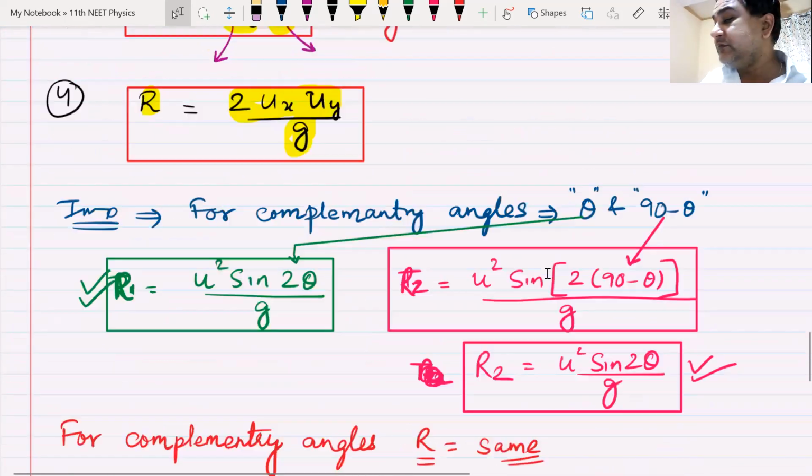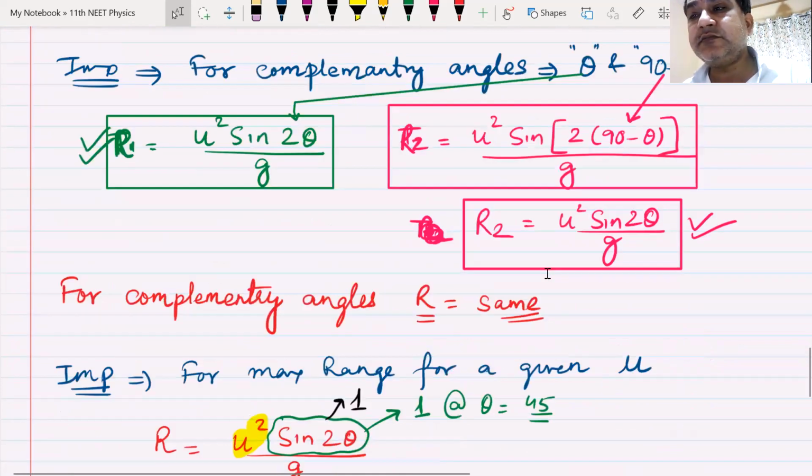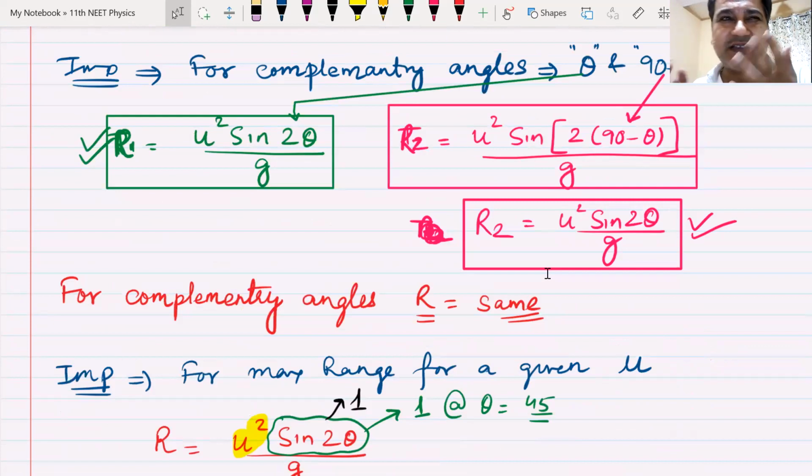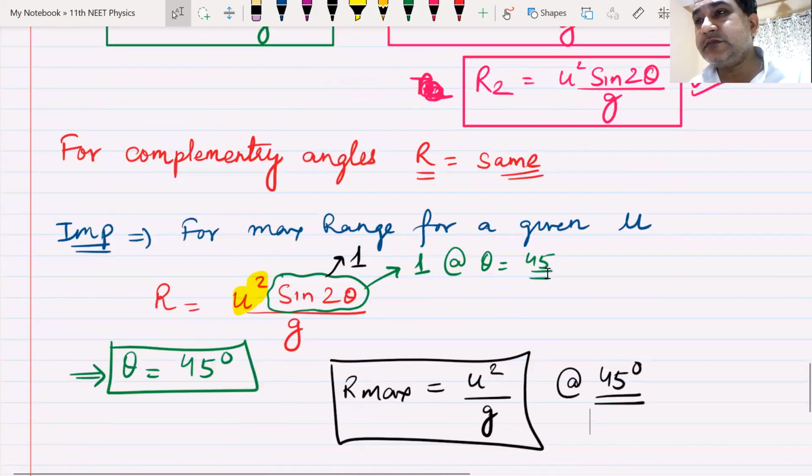Then we saw for complementary angles, range remains same. I made a mistake. I was writing time. Maybe I was saying time as well. I don't know. I lost it somewhere. For maximum range, the value of theta must be 45 degrees and maximum range is u square by g.